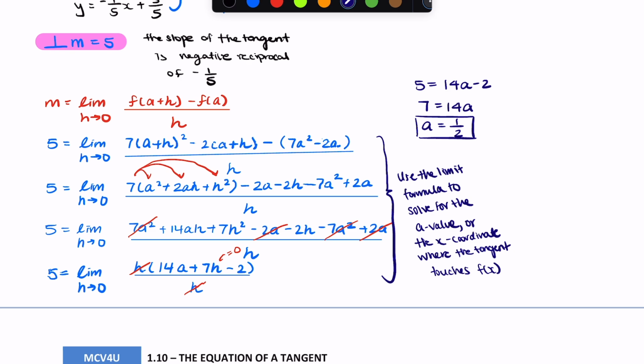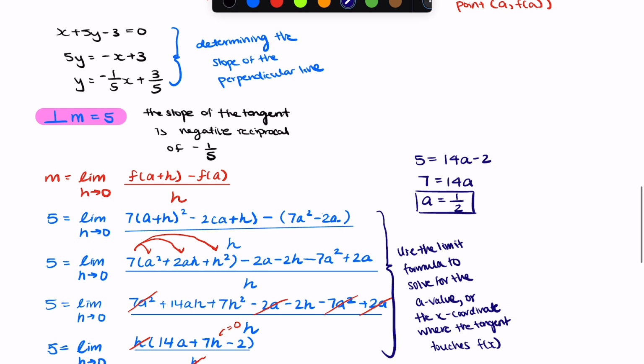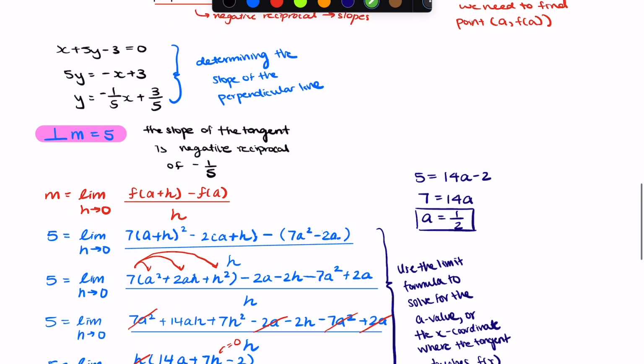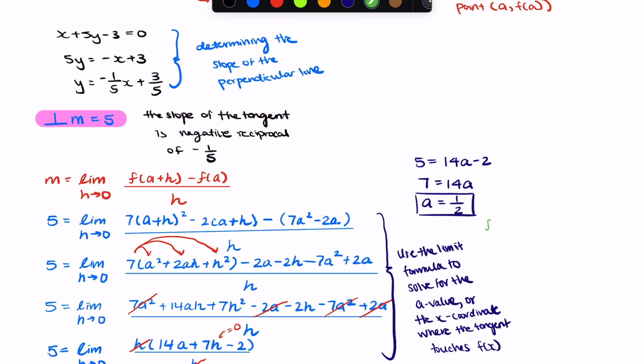Okay, so let's continue on. Again, we have a is equal to 1 over 2. So now we're going to sub that back into our equation. So here we have f of 1 over 2 is equal to 7 times 1 over 2 squared minus 2 times 1 over 2. That'll be 7 over 4 minus 1, which is equal to 3 over 4.